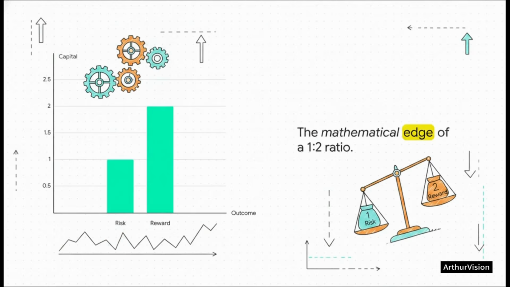And why are we so strict about this? It all comes down to the mathematical advantage of the 1 to 2 risk-to-reward ratio. If you are risking $1 to make 2, this framework remains mathematically profitable over thousands of trades, even if your win rate is only 50%. We aren't guessing out here. We are executing a statistical edge.